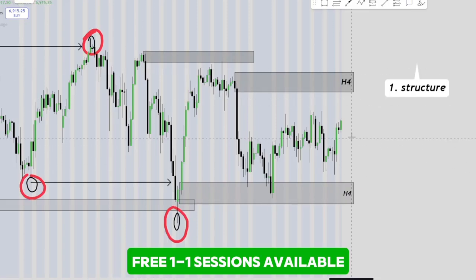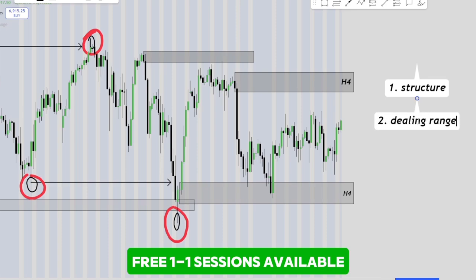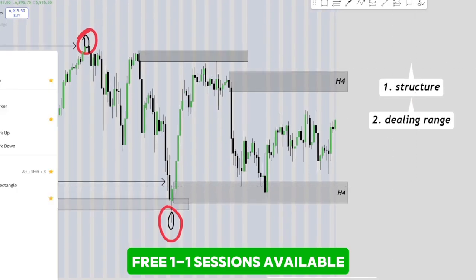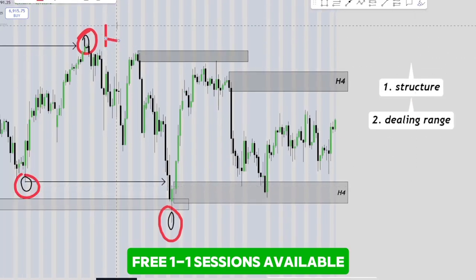Now, after step 1, we want to identify our dealing range. So I've had some questions recently in my own community as well about what the dealing range actually is. The dealing range simply comes down to the most recent high and the most recent low. So this is the most recent high and this is the most recent low.